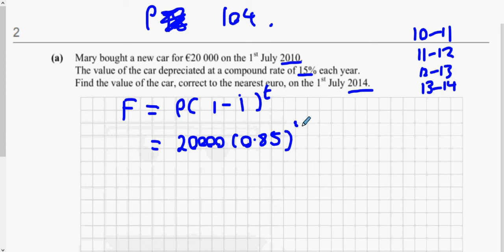Now, some of you are under the misconception that 4 years at 15% would mean you lose 60% of your value. Did you get that? 4 years at 15%. Some of you think you lose 16% of your value. But what you're failing to consider is that every year your car is worth less and less. So you're not allowed to say it's 60%. You have to follow the formula. Okay? So you put that into your calculator and see what you get.